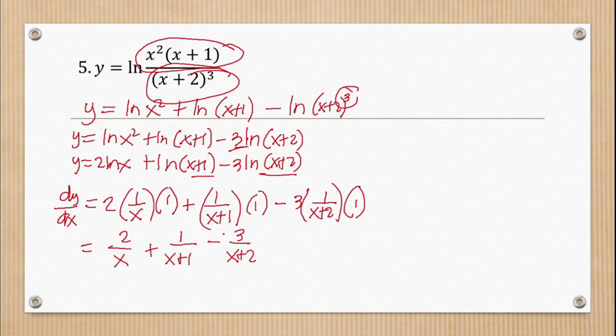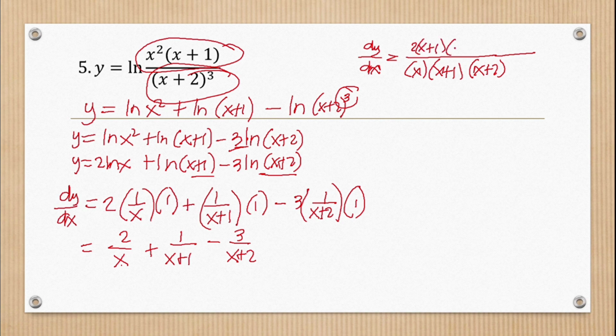Alright, so we have to find the LCD. So therefore, dy over dx. The LCD of this one is x, x plus 1, and x plus 2. So if we're going to divide here, the remaining is 2 times x plus 1 times x plus 2, plus the remaining is x times x plus 2, minus x times x plus 1. Okay, so we have to simplify.